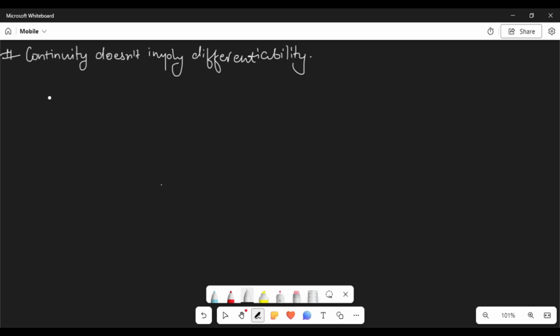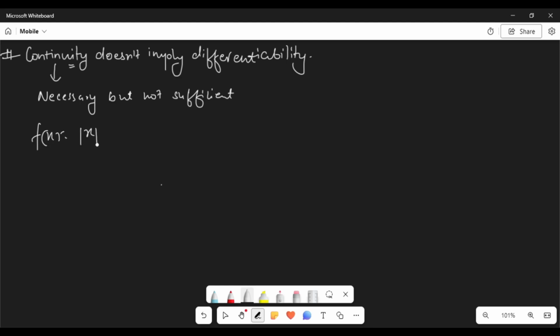Now, we know that the function needs to be continuous to be differentiable, but still, continuity does not imply differentiability. That means continuity is necessary condition for differentiability, but not sufficient. Just being continuous will not suffice to call a function differentiable. Okay, for example, let's take this function.